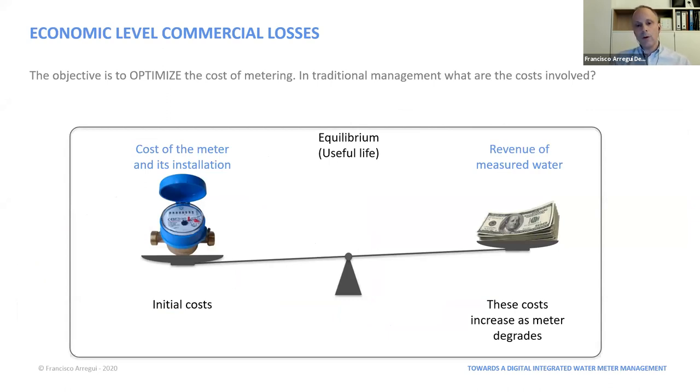But in the end, what we should try to do is to reach the equilibrium between how much the meter and its installation is costing us and how much revenue we are getting from that meter. When we reach that equilibrium, we have the useful life of the meter, which is basically defined as the life that the meter should be installed to produce the most revenue for the water utility. When we reach that equilibrium, that's the useful life.